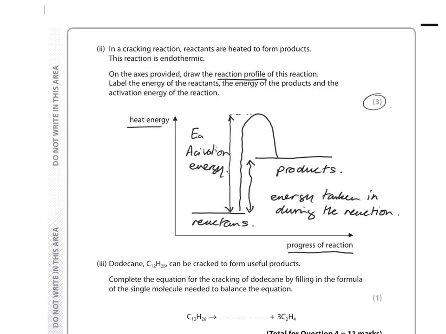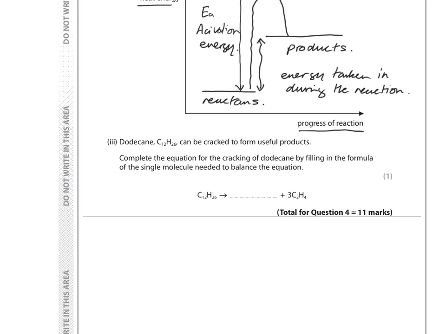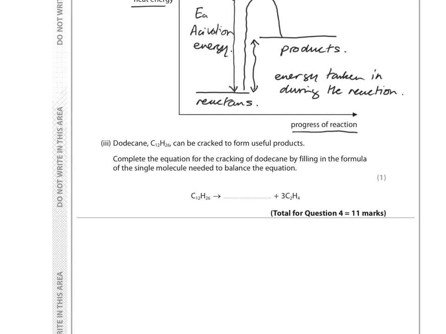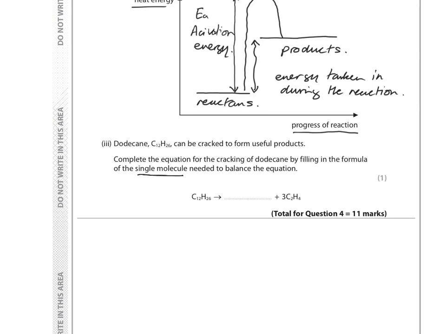Part 3 was really quite straightforward and there's no information that you needed. You just need to be able to do a bit of maths. Dodecane C12H26 can be cracked to form useful products. Complete the equation for the cracking of dodecane by filling in the formula of the single molecule. So it's only one molecule, that's the key bit of information. Single molecule needed to balance the equation.